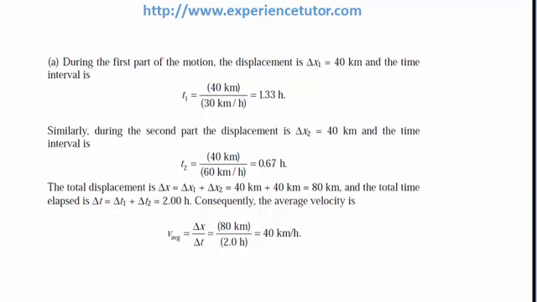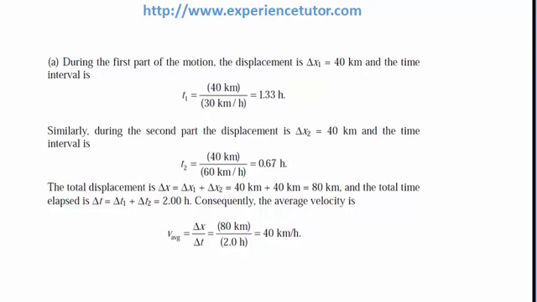So we know that average velocity is equal to delta x upon delta t. A. During the first part of the motion, the displacement is delta x1 = 40 km and the time interval is t1 = 40 km upon 30 km per hour, which is equal to 1.33 hours. Similarly, during the second part the displacement is delta x2 = 40 km and the time interval is t2 = 40 km upon 160 km per hour, which is equal to 0.67 hour.